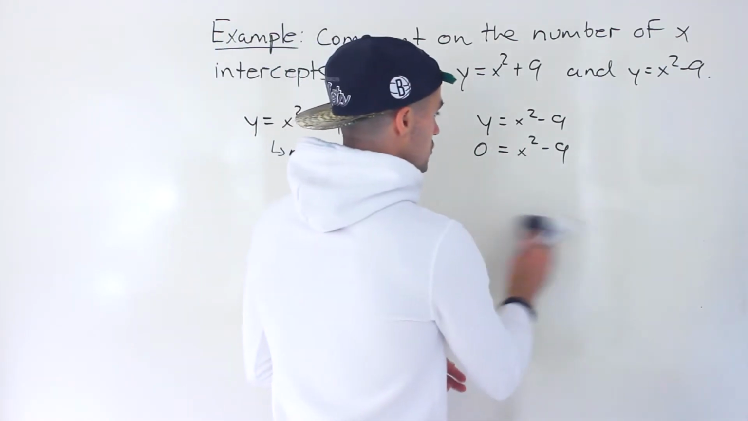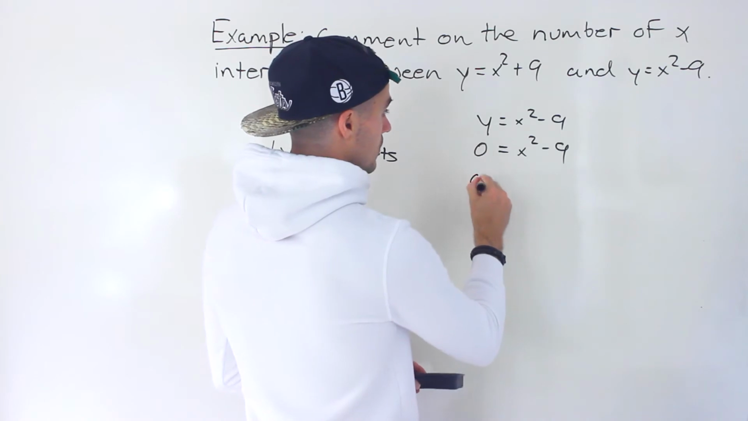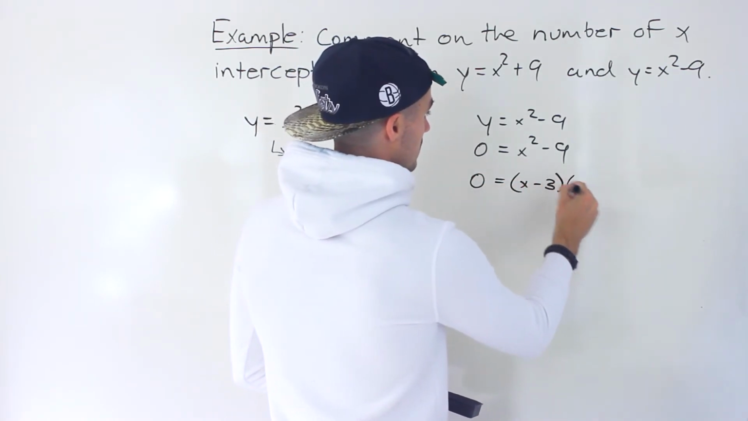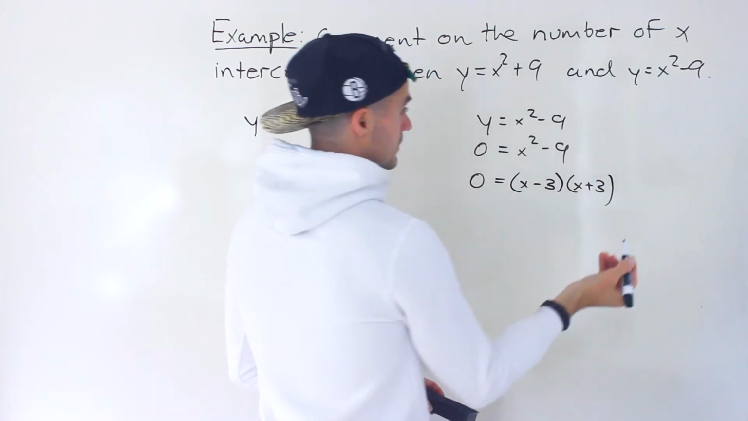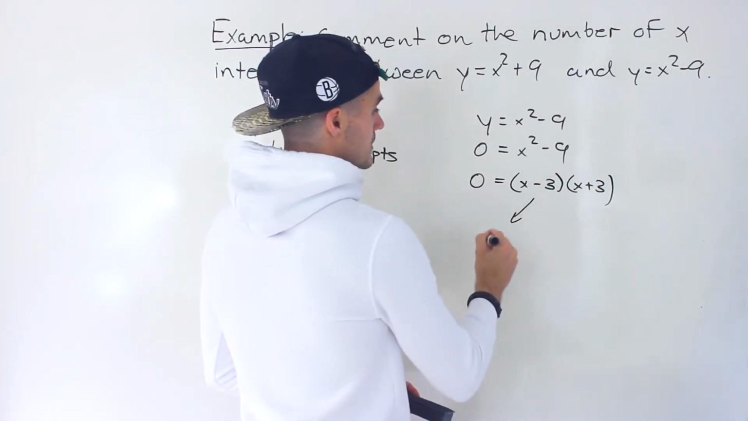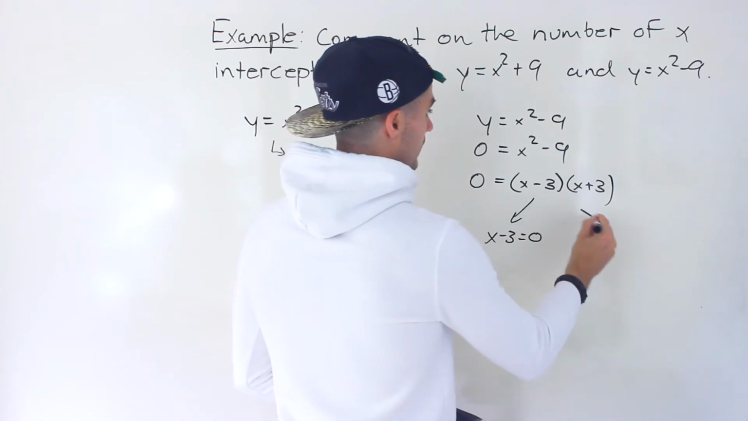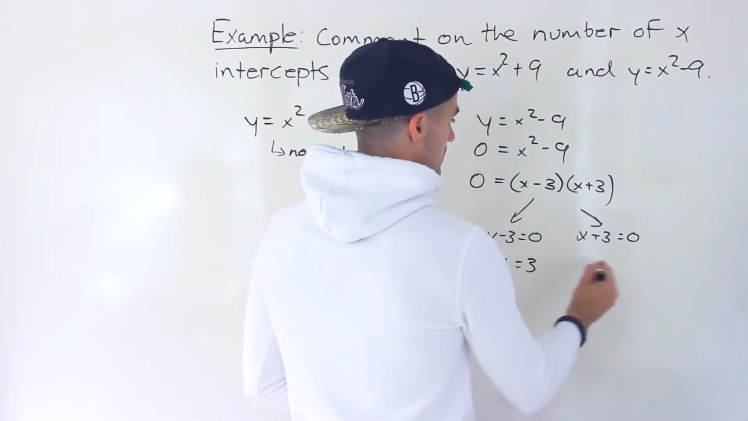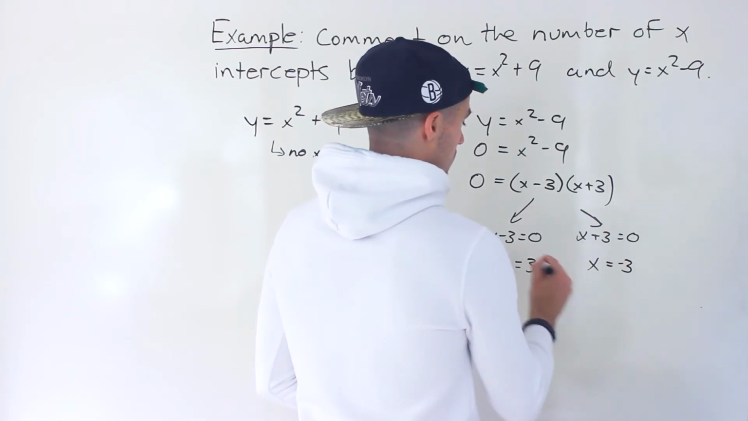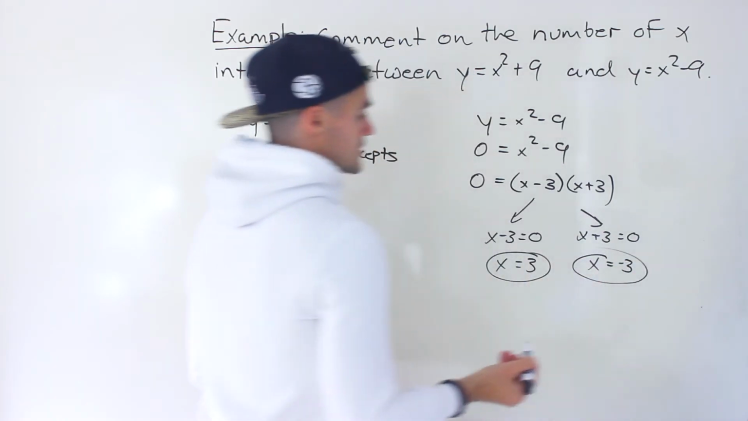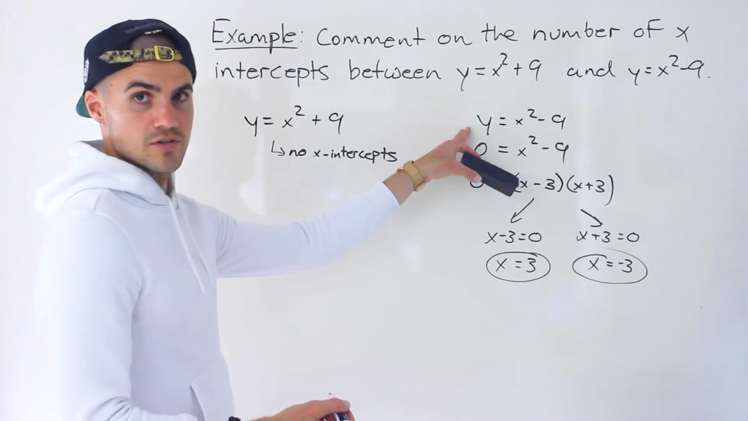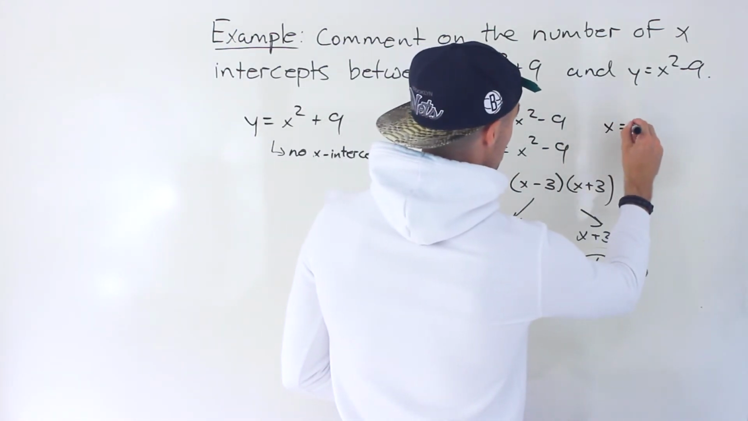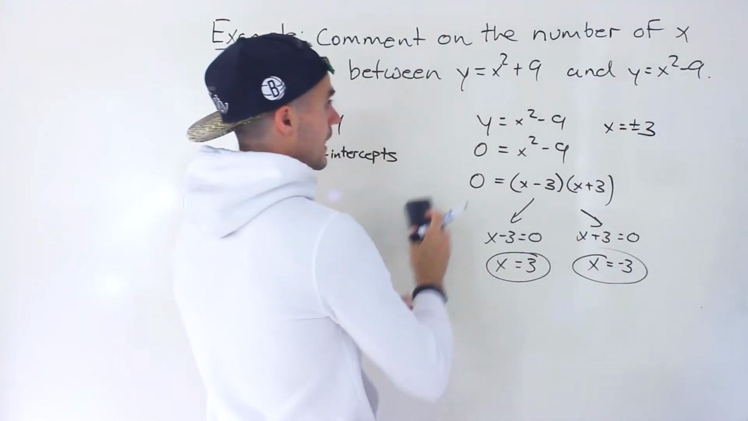Now the proper way to show this is to actually factor it. Notice how it's a difference of squares: x minus 3, x plus 3. So when does x minus 3 equal 0? When does x plus 3 equal 0? That happens when x is 3. This happens when x is negative 3. So there are two x-intercepts for this quadratic: x equals plus or minus 3. So we showed algebraically how it works.